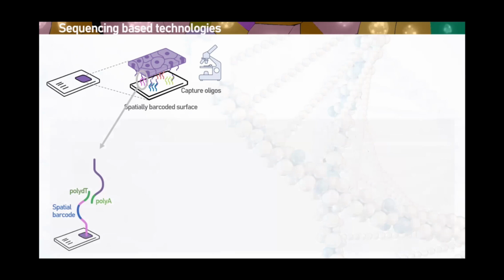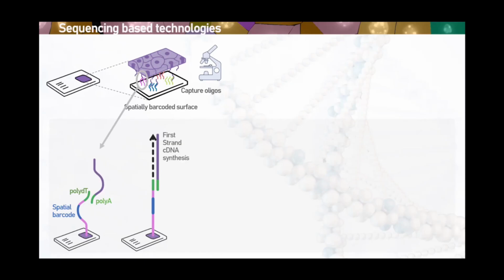So how does this work? It's actually very similar to what you have seen yesterday from single-cell transcriptomics. You have capture oligos with a poly-dT that will capture the mRNA by the poly-A. And of course, each of these has a spatial barcode that will then give us the location information.